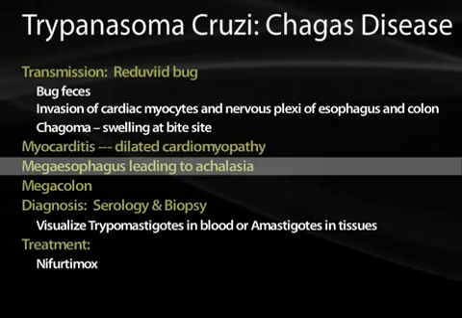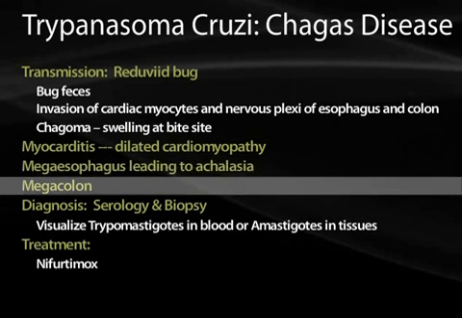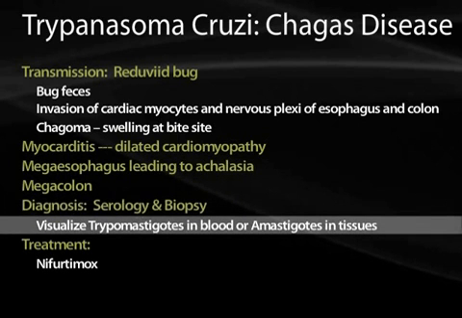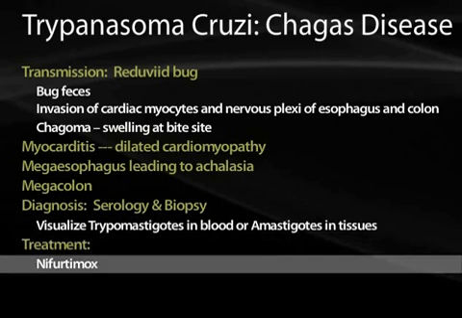It also causes megaesophagus, leading to achalasia. You can get megacolon as well. The diagnosis is based on serology and biopsy, and you try to visualize the trypomastigotes in blood or the amastigotes in tissues. You treat it with nifurtimox.